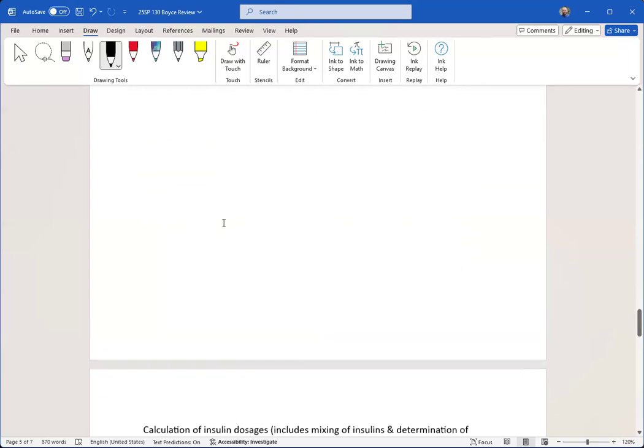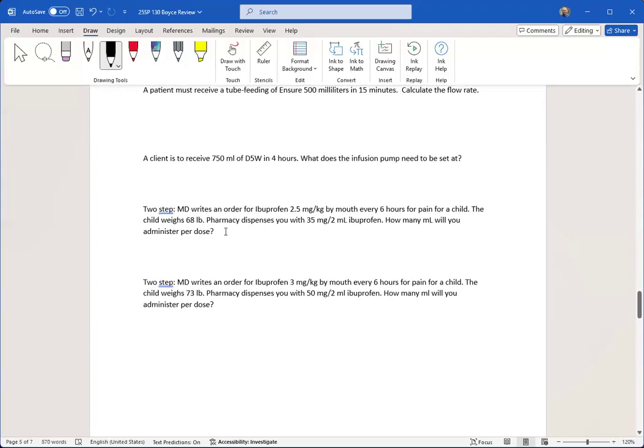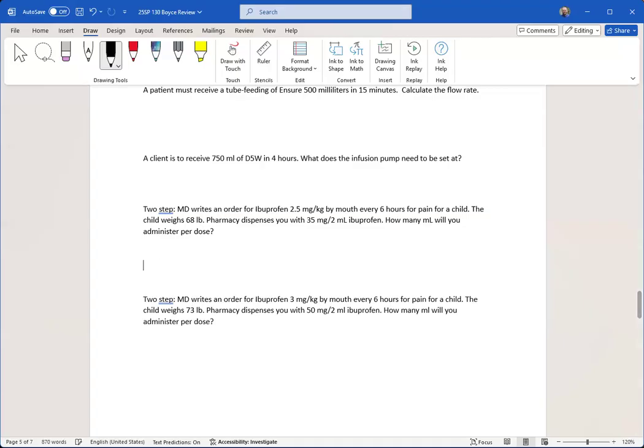So the two-step questions I have listed here are 2 different ibuprofen questions for a child. I'll work through the first one here, and then I'll save the second one for you to do on your own. It says the MD writes an order of ibuprofen for 2.5 milligrams per kilogram. Anytime you see that per kilogram, that's an indication that we are doing something with the patient's weight. Every 6 hours for a child, the child weighs 68 pounds.